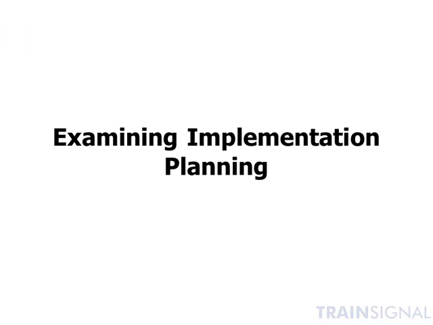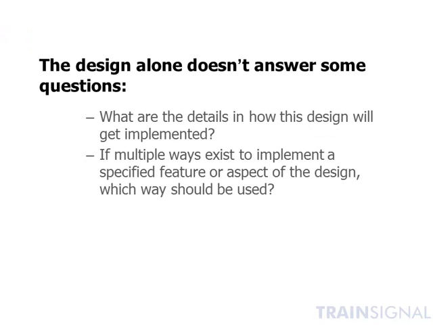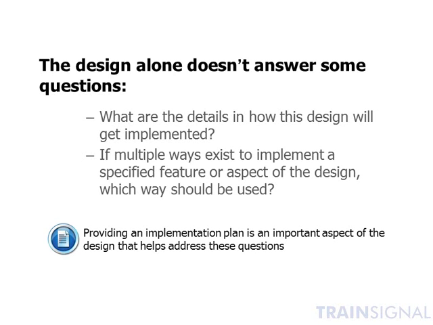So far, we focused on creating the design, but creating the design is only part of the picture. Creating the design doesn't answer some questions. It doesn't answer what are the details in how this design is going to get implemented. It doesn't answer the question, if multiple ways exist to implement something in the design, which way should we use? By providing an implementation plan, you, the architect, are addressing an important aspect of the design that answers these questions.